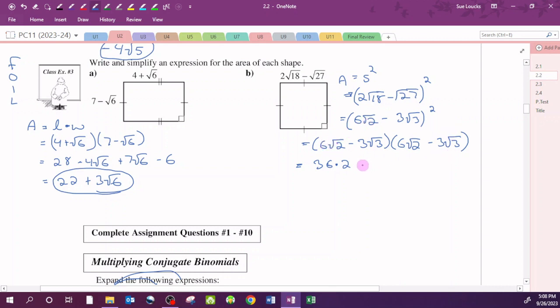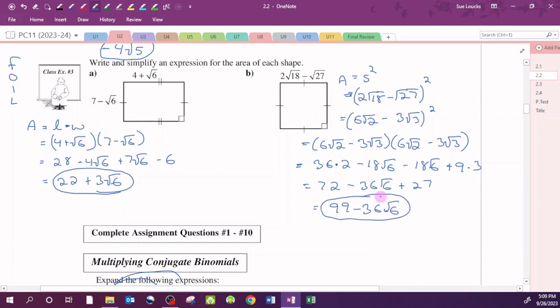6 times negative 3 is minus 18. Root 2 root 3 is root 6. And then minus the same thing, minus 18 root 6. And then negative times a negative is plus. And this is going to be 9 times 3. So this is 72 minus 36 root 6 plus 27. So that equals 99 minus 36 root 6.